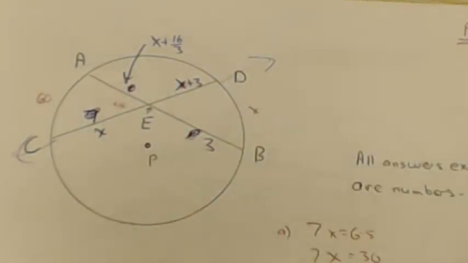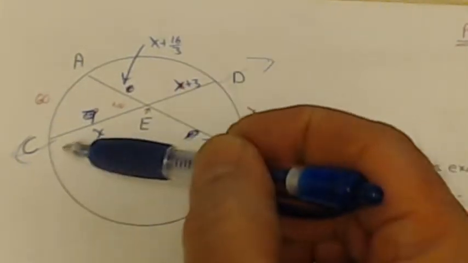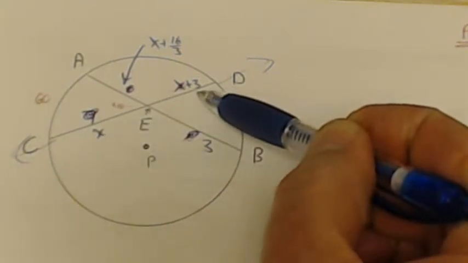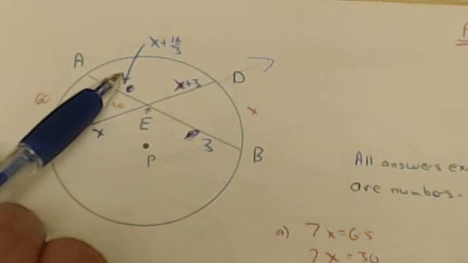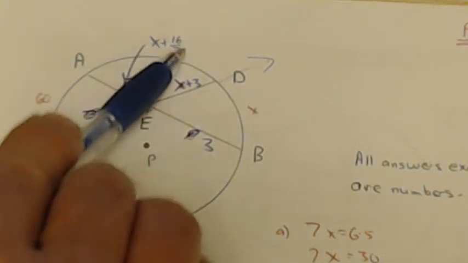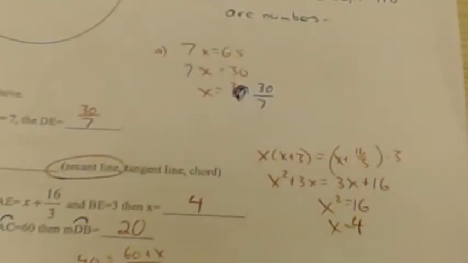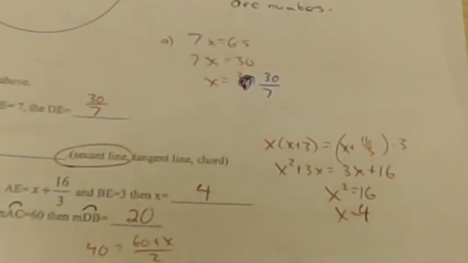Well, I'm going to do this problem the same way I just did the one where we had 7x equals 6 times 5. I'm going to multiply the pieces of this chord, x times x plus 3, and set them equal to the product of the parts of the other chord, x plus 16/3 and 3. Looks like it's going to be a nasty problem, but it's really not. Here's the work to it. So there's the setup that I talked about.